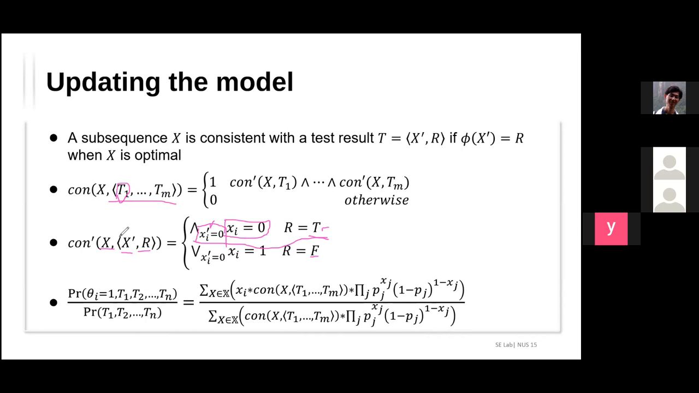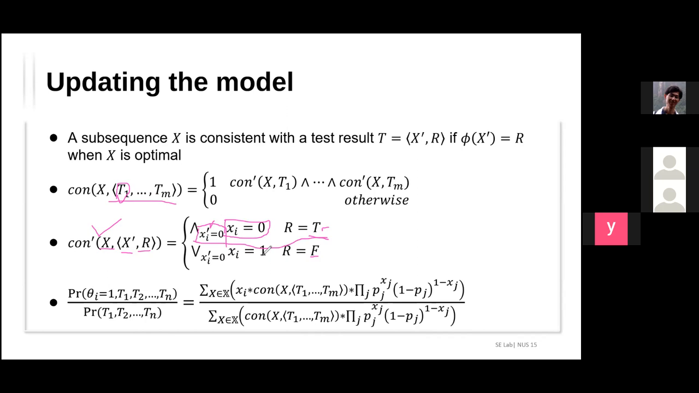But in the case where R is false, then for any of the xi that have been excluded, should still be excluded. For any of the xi that were excluded, then one of them should be equal to one. Okay.